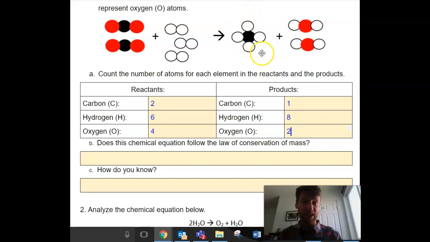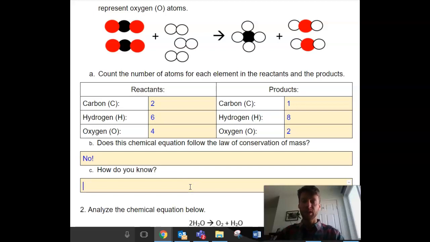Either there should be an extra molecule of something, or there's an extra compound that they did not keep track of, and they therefore did not follow the law of conservation of mass. Hydrogen, we started with 6. We ended with 8. We got 2 new ones magically? That's not possible. Oxygen, we started with 4, we ended with 2. Same thing. So across the board, this chemical does not follow the law of conservation of mass.